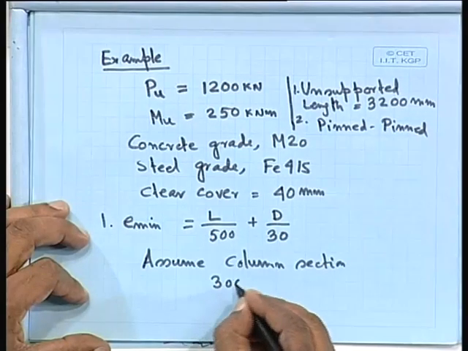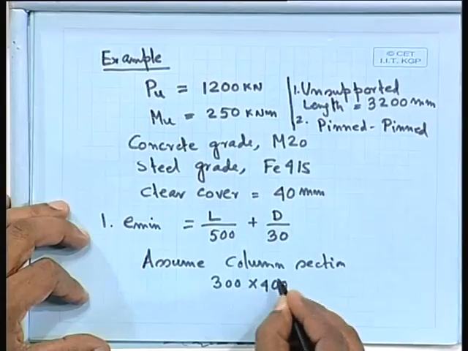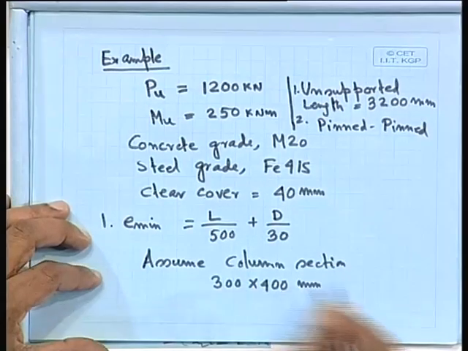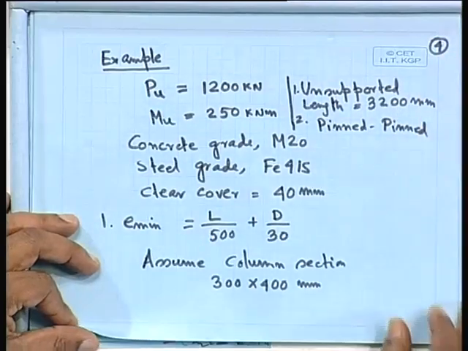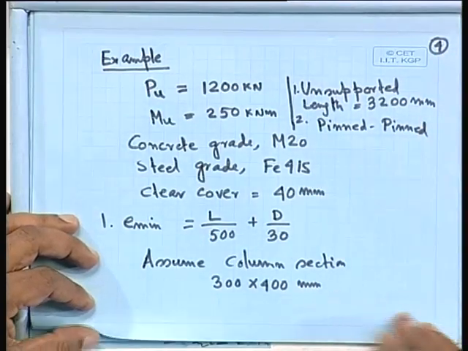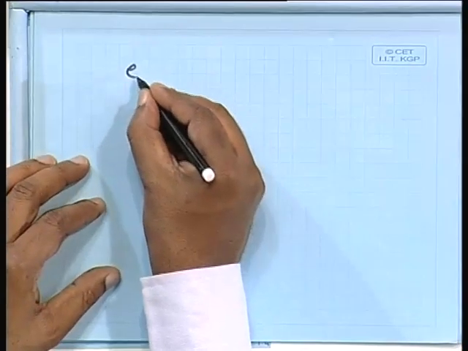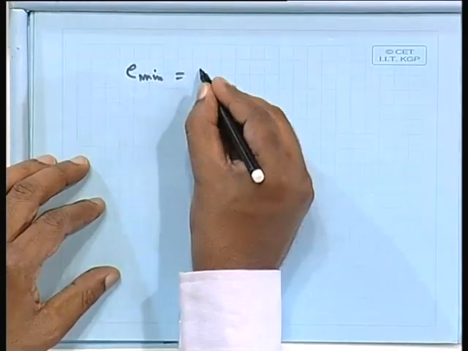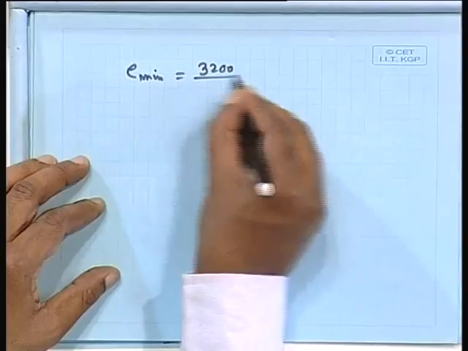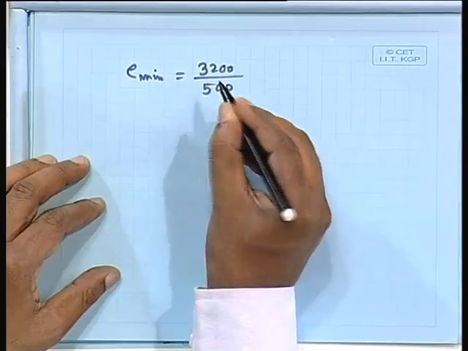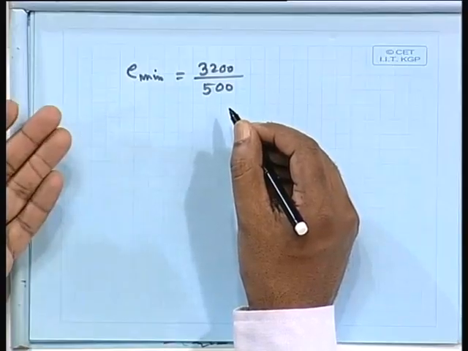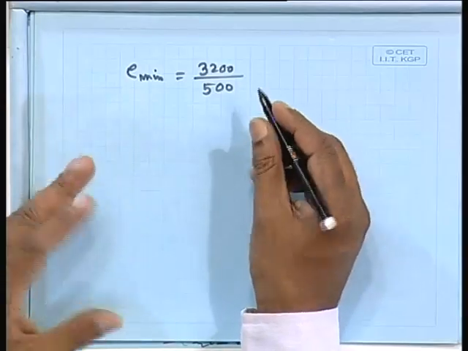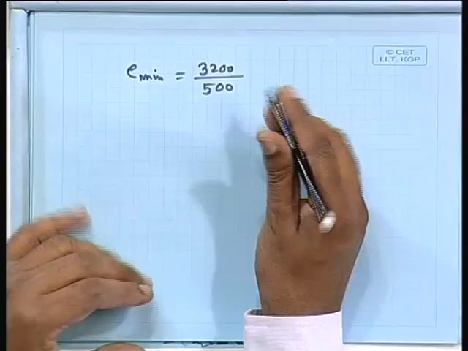That could be say 300 by 400. This is millimeter, 300 by 400 millimeter. So what we can do, we can find out E mean. I do not know, I have taken 300 by 400, but I may have to change, because I do not know right now. We are thinking that okay, it may work.